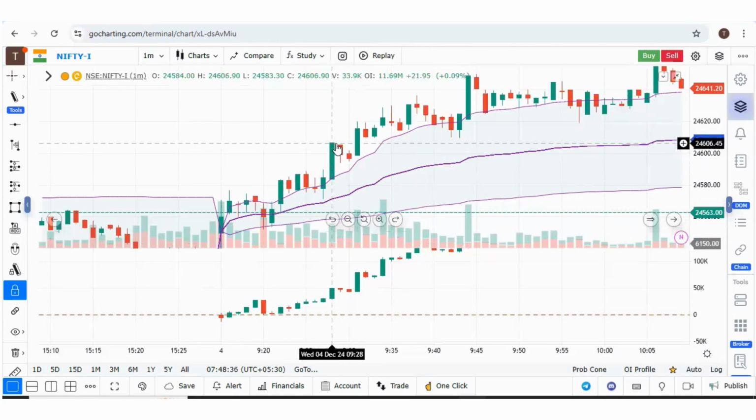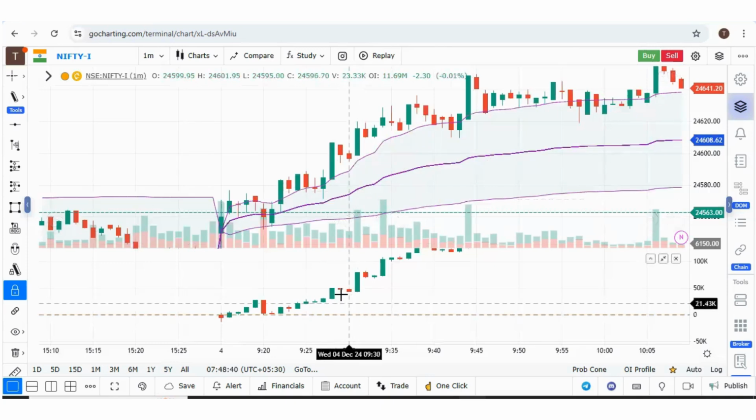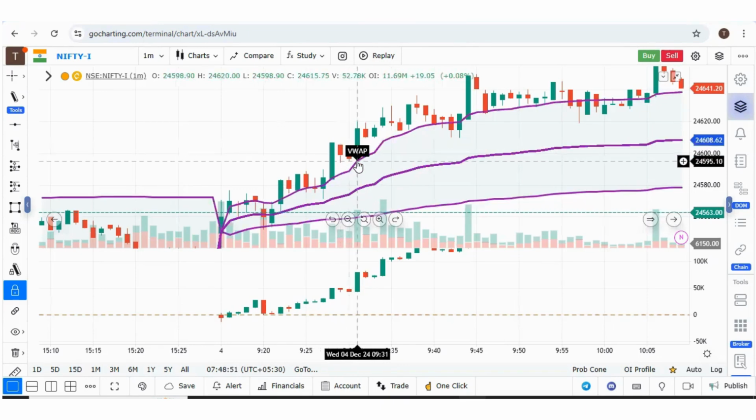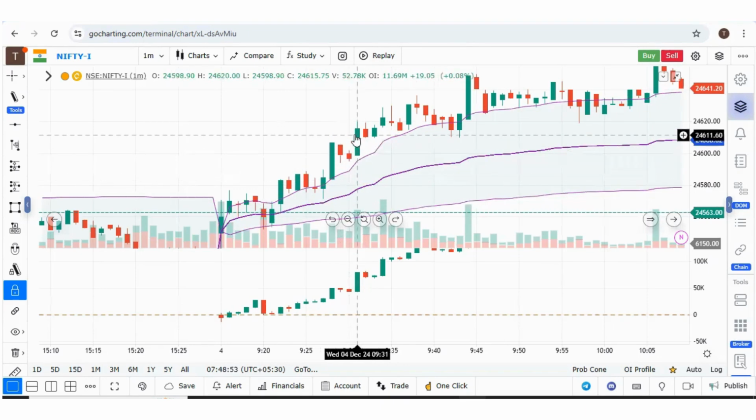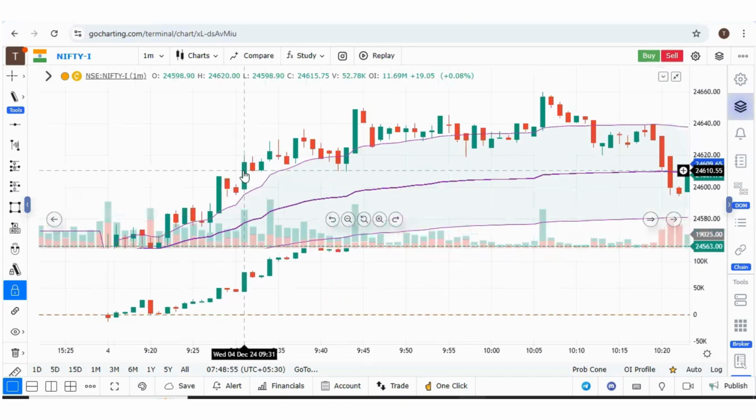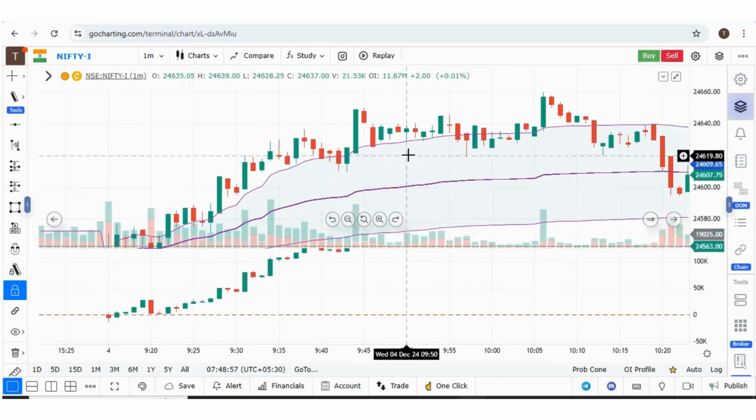Now our job is to wait for a pullback, a pullback to these levels. And you see the weak red delta candles. The red delta candles are very weak. You have to always compare them. Once it has given a weak pullback, we should have entered on this candle. And now you can ask, what is the target?